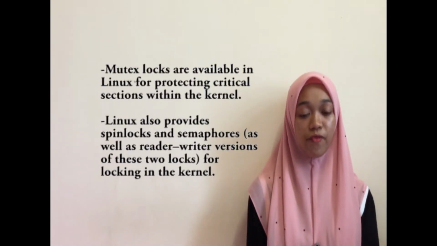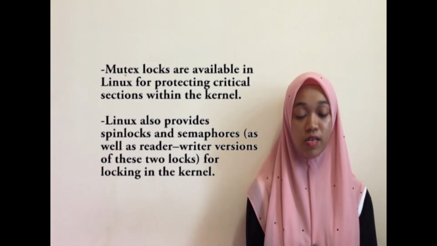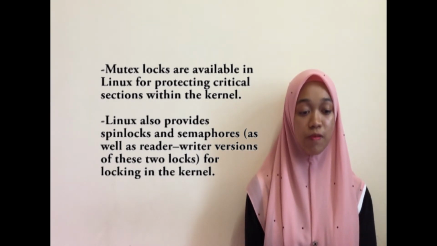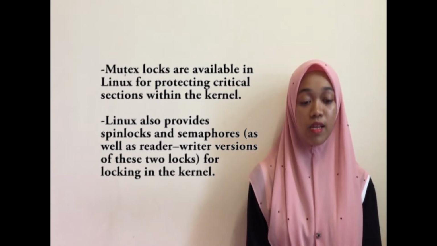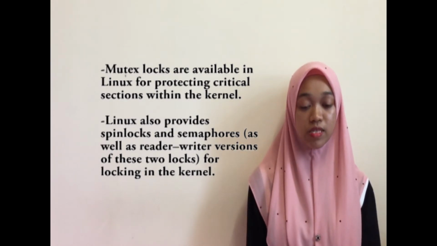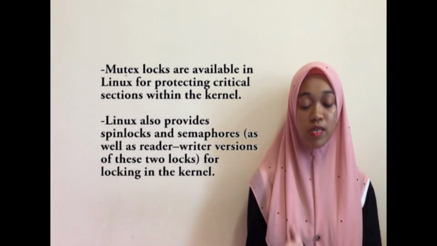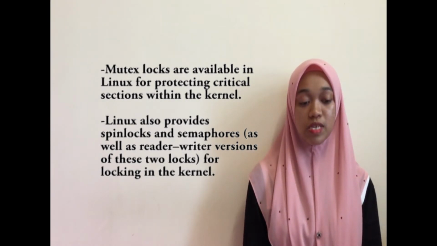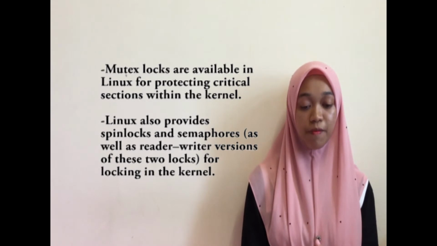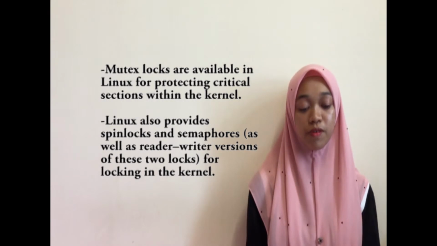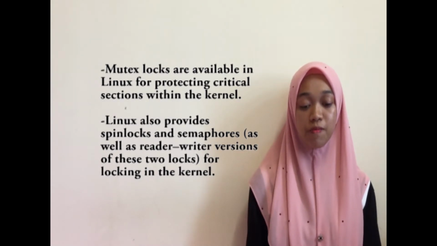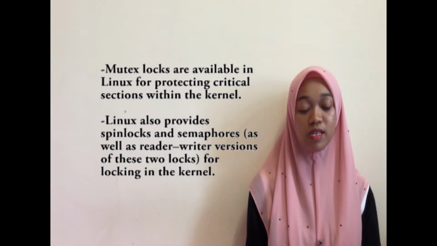Process synchronization in Linux. Linux provides several different mechanisms for synchronization in the kernel. Mutex locks are available in Linux for protecting critical sections within the kernel. Linux also provides spin locks and semaphores, as well as reader-writer versions of these two locks for locking in the kernel. On a single processor machine, such as an embedded system with only one processing core, the spin lock is unsuitable for use and is replaced by enabling and disabling kernel preemption.